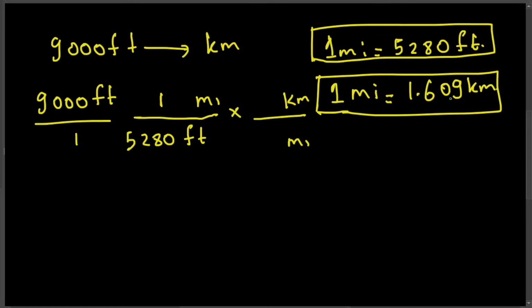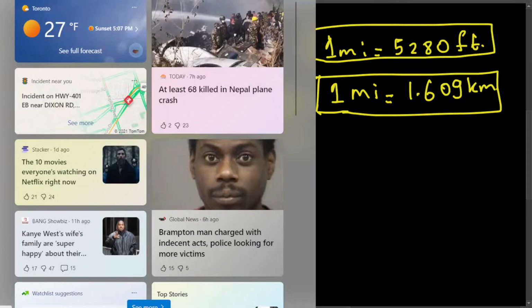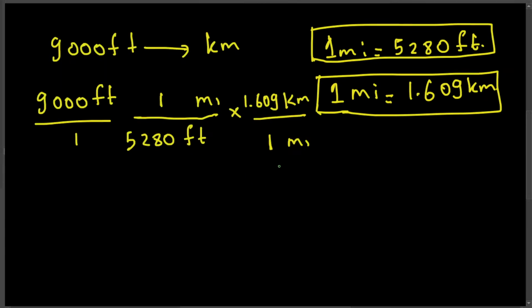1 mile is equal to 1.609 kilometer. 1.609 is the one in front of kilometer, so I put 1.609 right here, and for mile we just have 1 in front of it. Now that's it. We just have to substitute these values and plug it in the calculator. The final answer is going to be kilometer because you can see the feet cancels, miles cancels, so we are going to get the answer in kilometer.